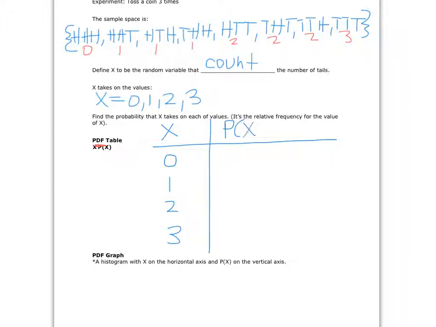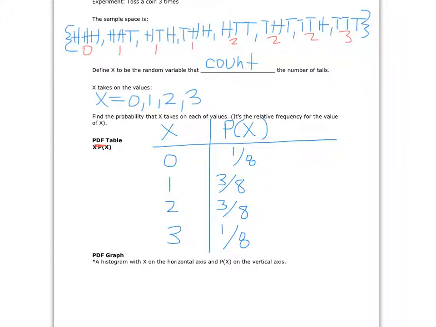Then we want the column of the probability that we get that value for x. Okay, so x is 0. That only occurs one outcome out of the 8 possible outcomes. So what we're doing is we're basically creating a relative frequency here. So the probability is 1/8 that x is equal to 0. And for x equal to 1, that occurs 3 times. So using that relative frequency, we get 3/8 for the probability. And then 2 is also 3/8, and then 3 is 1/8.